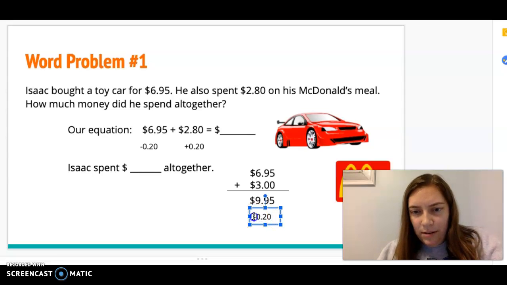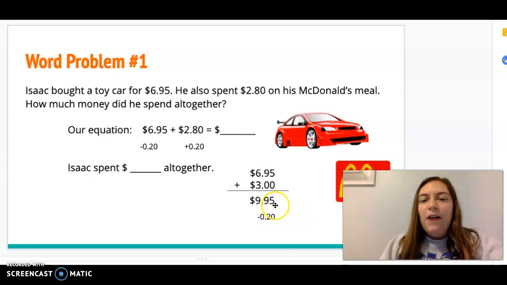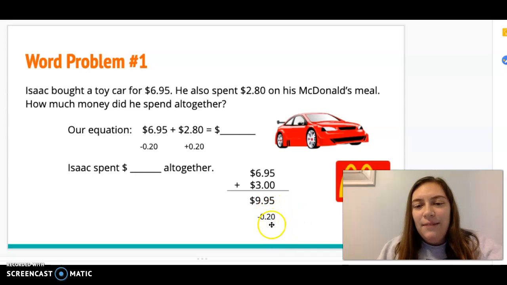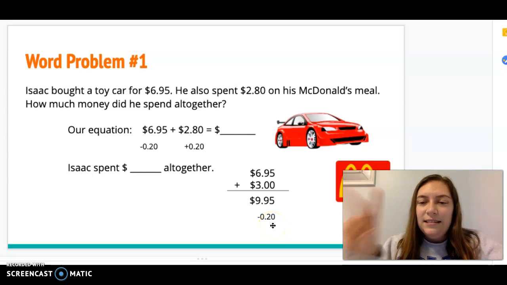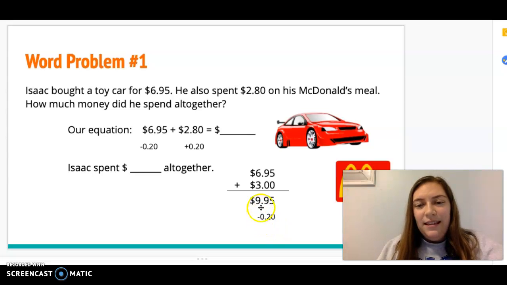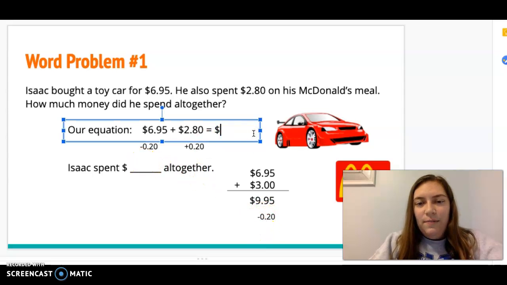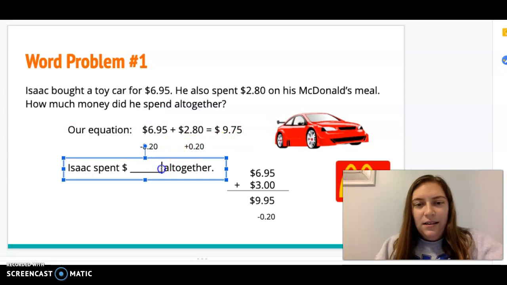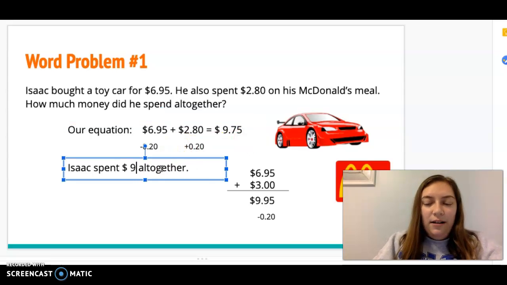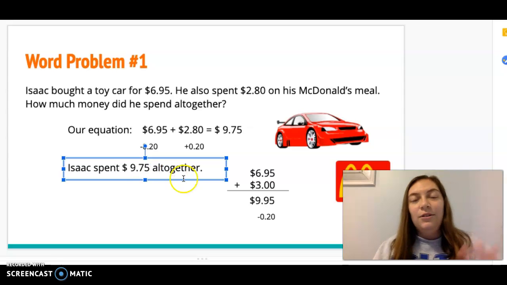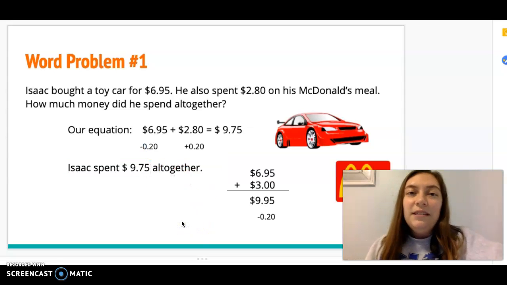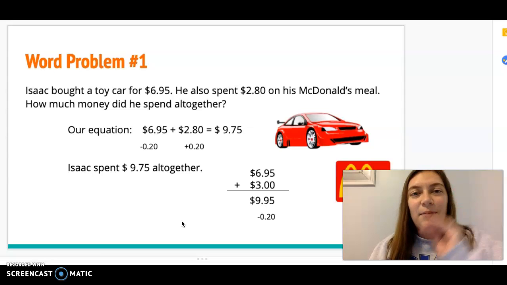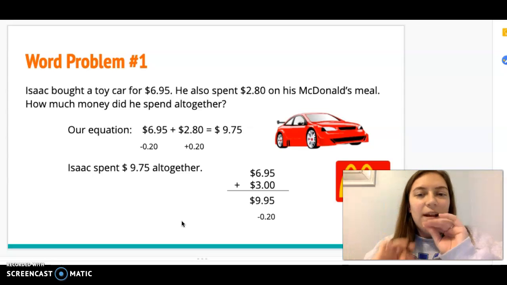from this number. So 5 minus 0 is 5. 9 minus 2, 9, 8, 7 is 7. And then 9 minus 0 is 9. So my correct answer would be $9.75. So Isaac spent $9.75 altogether.